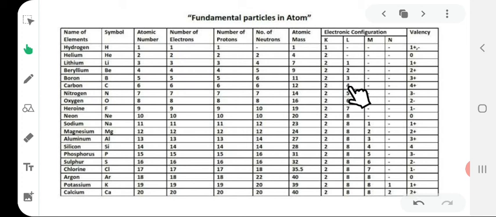Elements with 4 valence electrons have the characteristics of both metals and non-metals. These are called semi-metals or metalloids. Both carbon and silicon have 4 valence electrons. Carbon is a non-metal, but silicon is a semi-metal or metalloid.